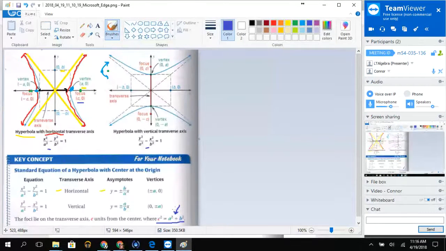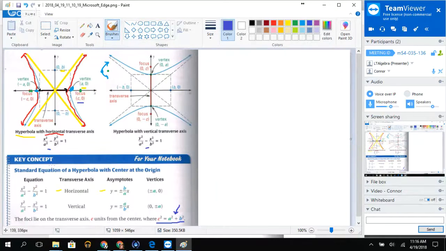So let's do a couple examples. Again, you are going to have these notes available to you when you take your test. So I'm not expecting you to memorize the asymptote of a vertical hyperbola, tell me what the equation of that is. But I do want you to understand what the key features of a hyperbola are and how to find them. That's kind of the goal of this chapter.